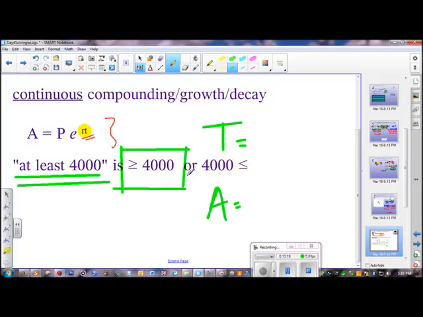So we might be setting those up as 4,000 is less than or equal to, and we've got our equation for compounding over here. And you'll interpret your answer appropriately.